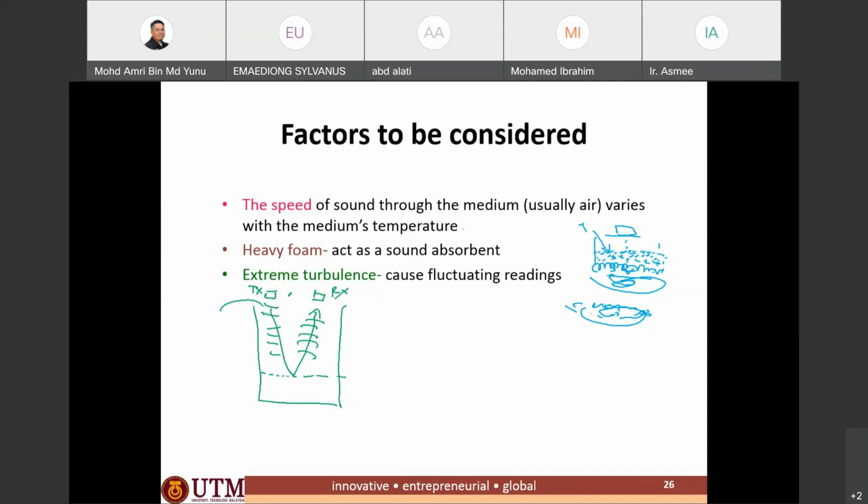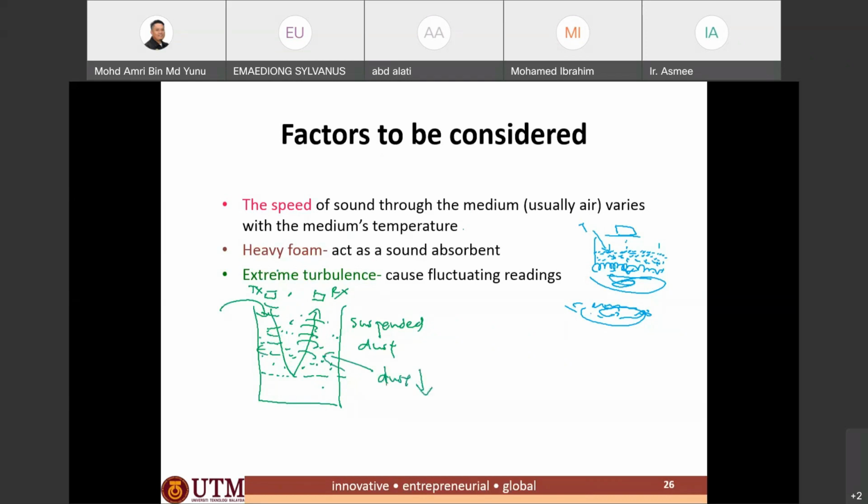So if the material contains suspended dust, for example, that will cause the acoustic signal to be scattered in the open space. So we need to remove or reduce the dust.